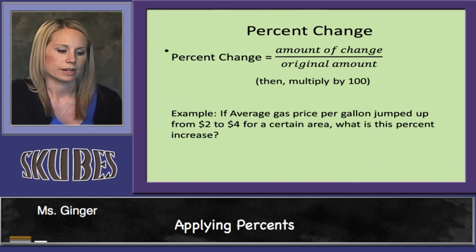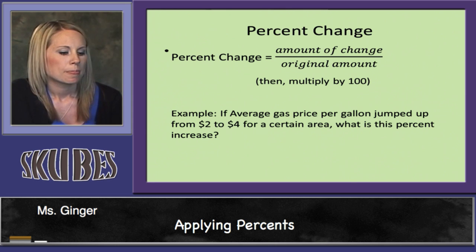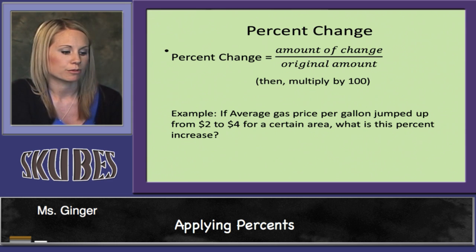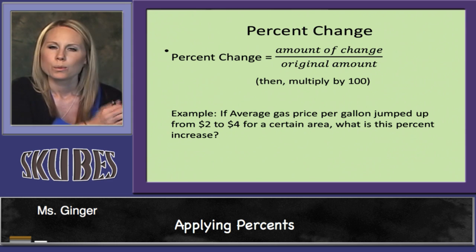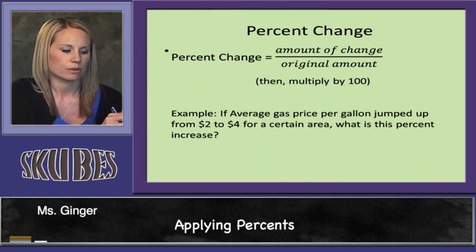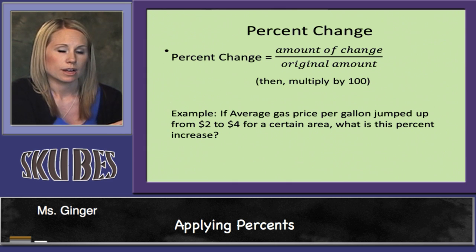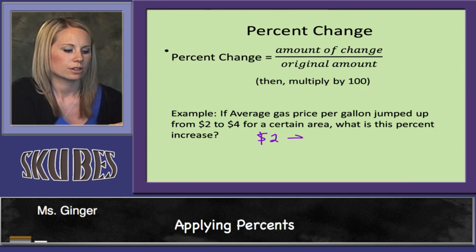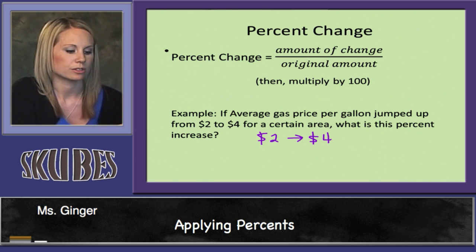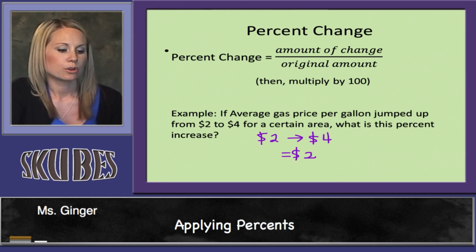So let's talk about gas prices because those fluctuate all the time. Let's say that in a certain area we notice the gas prices all of a sudden jump from $2 to $4. We want to know what percent increase that is. You can do this for any two amounts, whether that's increasing or decreasing. Just follow this formula. So first of all, we're going to find the change because that's what we have to put in the numerator. So $2 jumping to $4, that's a difference of $2. 4 minus 2. Okay? That's going to go in the numerator.